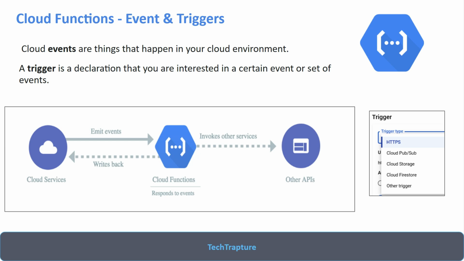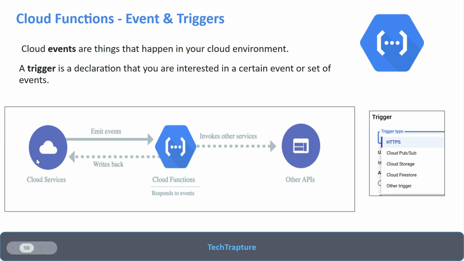So it will check for the file. If the file is there, it will just process the file. So we'll have a lot of use cases and a lot of hands-on demos in Cloud Functions in our further videos. I'm just trying to explain what events and triggers are here. Now you can see the simple diagram here.